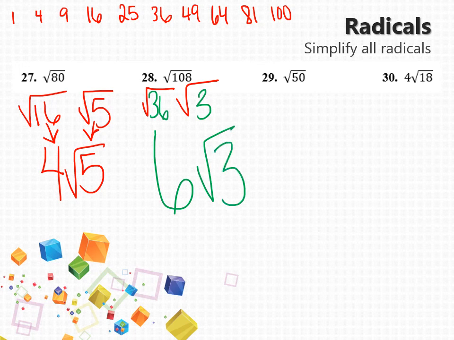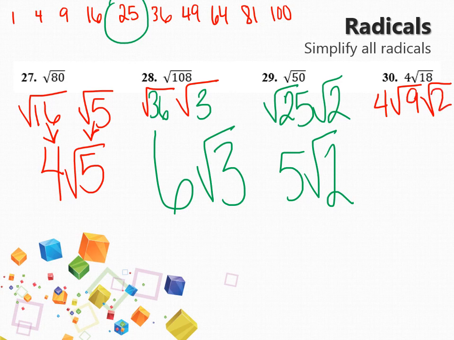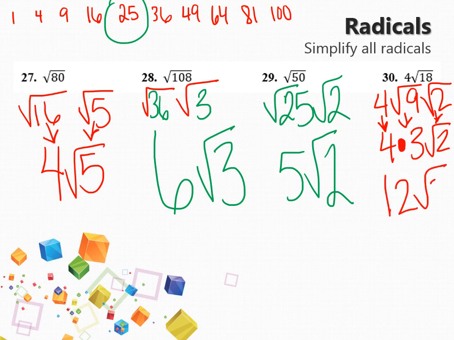All right, let's take a look at the next one. We have 50. Anytime you're dealing with sort of that quarter value, you're going to have 25 involved. Square root of 25 is 5, radical 2. Now, don't forget that if you reduce these radicals, the 4 still exists. So 9 and 2 fit in. Square root of 9 is 3. Notice I just dropped these all down. Now, when these are next to each other, that implies multiplication. So I have a 12 radical 2 left over.